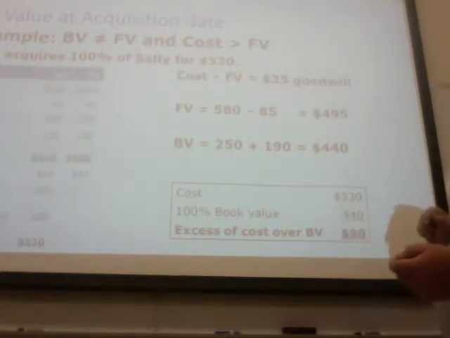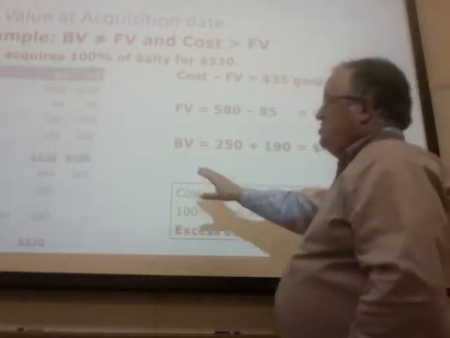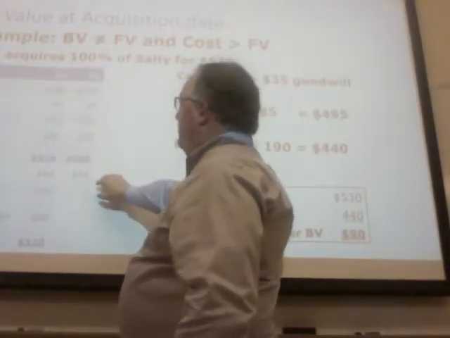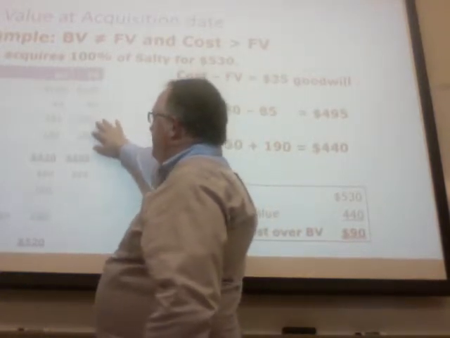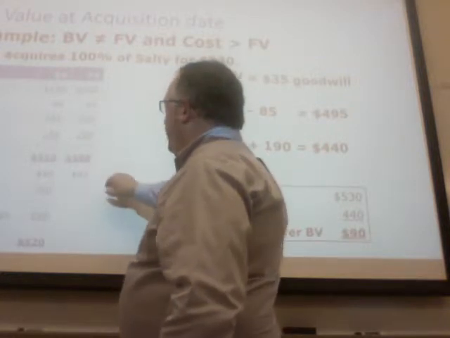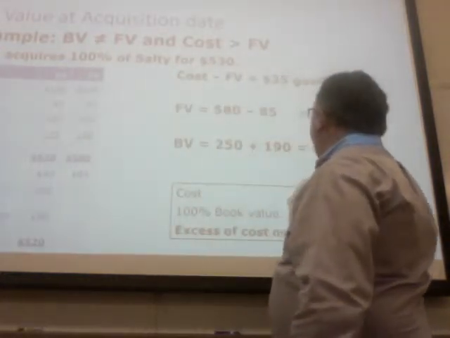Okay. So we'll go through another example here where book value doesn't equal fair value and cost is greater than fair value. We're going to have Panda acquire Salty for $530. So these are Salty's balance sheets here. Here's its book value. Here's its fair value. You can see we've got some fair value differentials here in plant and also in liabilities. The fair value of its net assets is $495.